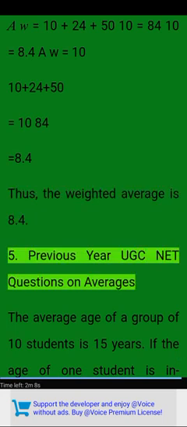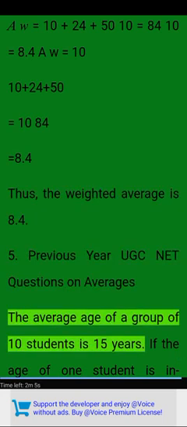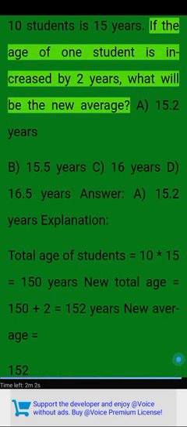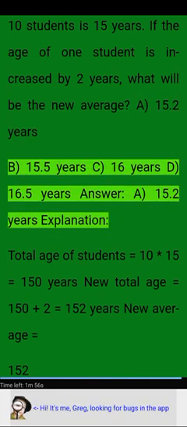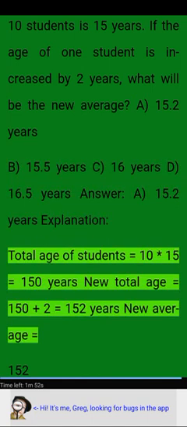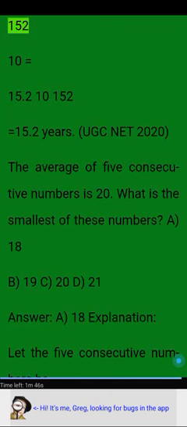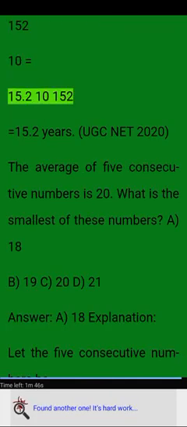5. Previous year UGC NET questions on averages. The average age of a group of 10 students is 15 years. If the age of one student is increased by 2 years, what will be the new average? A. 15.2 years. B. 15.5 years. C. 16 years. D. 16.5 years. Answer: A, 15.2 years. Explanation: total age of students = 10 * 15 = 150 years. New total age = 150 + 2 = 152 years. New average = 152/10 = 15.2 years.